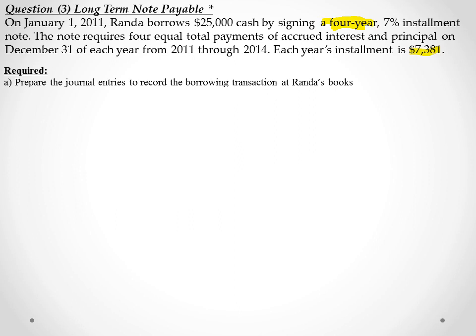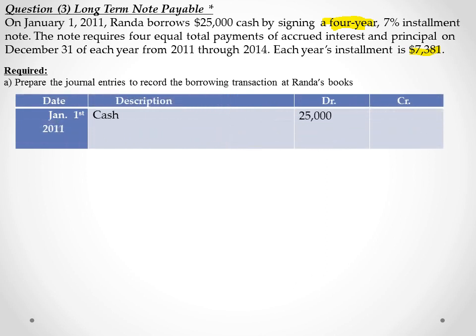So, first requirement, you are required to prepare a journal entry to record the borrowing transaction on Rhonda's books. So now we have a case of an individual who would like to borrow a loan from a bank. She will go to the bank and decide to sign a note. This is a 4-year note, so this means this is a long-term notes payable because it's more than 1 year, and she agreed with the bank that the repayment of the loan will be through installments. So she will have to make 4 equal installments. Each installment value is calculated to be $7,381.